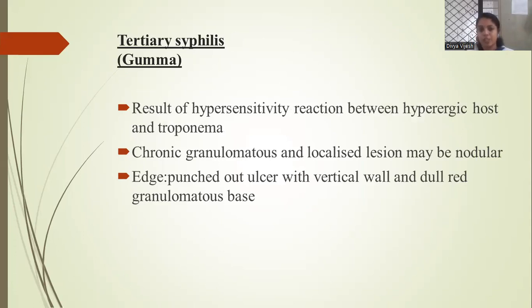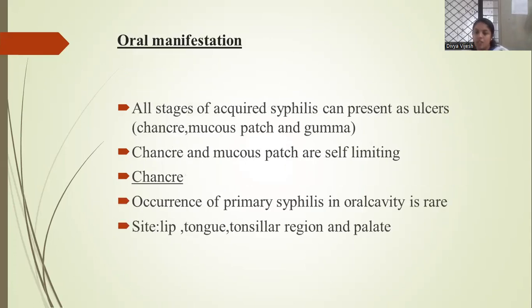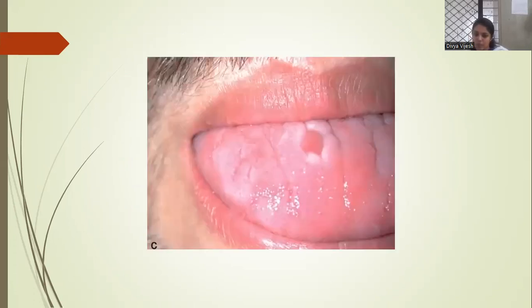And when coming to tertiary syphilis, the lesion is gumma and the result of a hypersensitivity reaction, mainly because of the treponemal antigens. Okay. And chronic granulomatous and localized lesion, maybe nodular. You can see punched out ulcer with vertical walls and dull red granulomatous base. Right. All stages of syphilis can present as ulcers. Chancre and mucous patch are self-limiting. So mainly in syphilis, you can see the oral manifestation as chancre and also mucous patches. Okay.